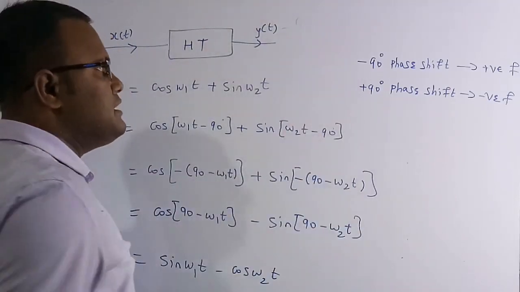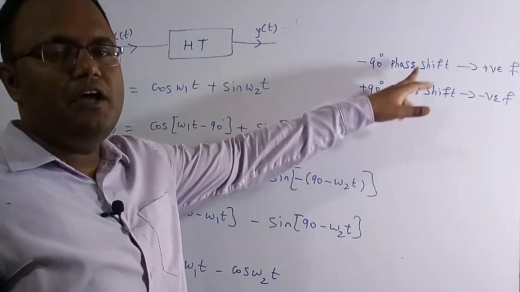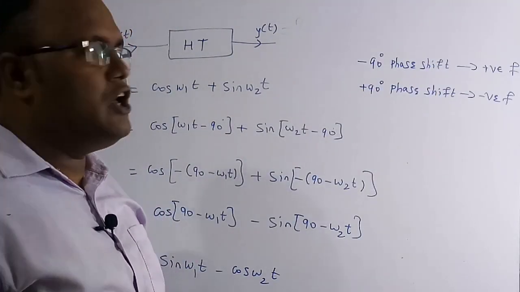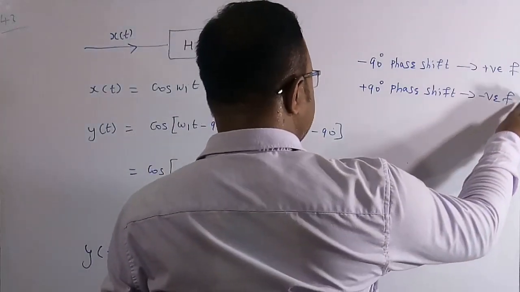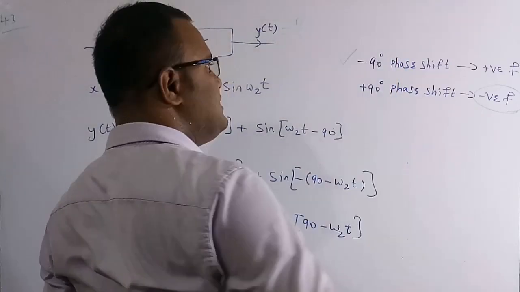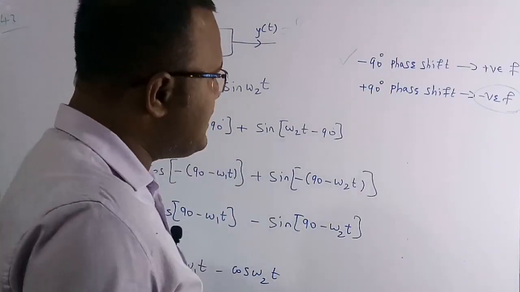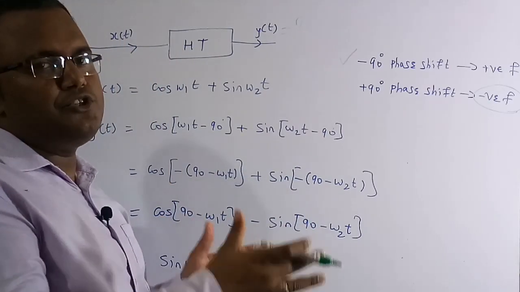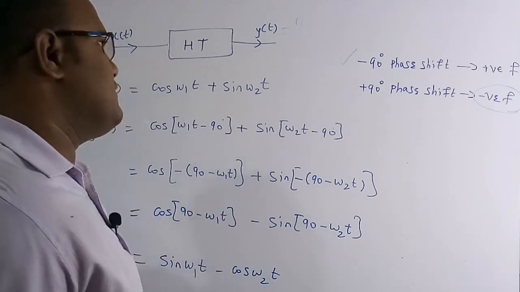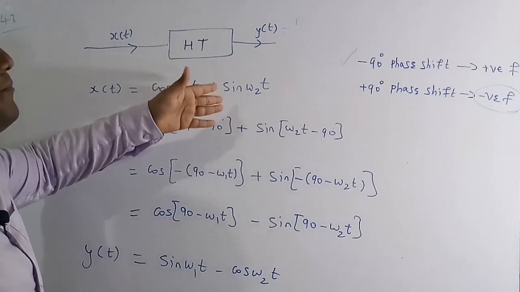So if you see carefully, the main function of the Hilbert transform is to provide a minus 90 degree phase shift for the positive frequencies and plus 90 degree phase shift for the negative frequencies. So basically the negative frequencies have no meaning. Therefore we are going to take minus 90 degree as the phase shift for the positive frequencies. Here this Hilbert transform is going to produce an output with a phase difference of minus 90 degree for the positive frequencies. So wherever there is omega 1t, you just need to add minus 90 degree.